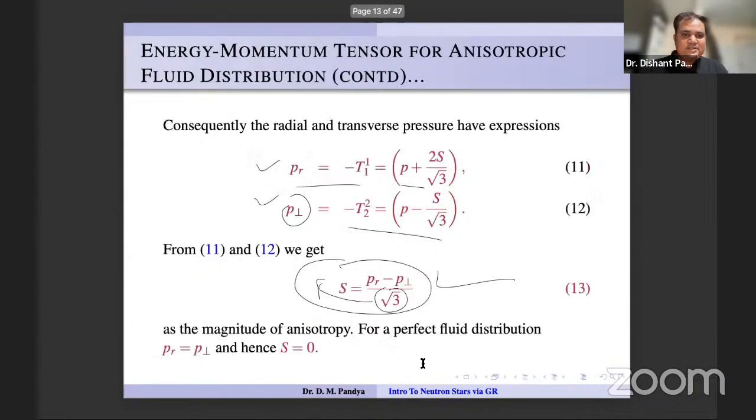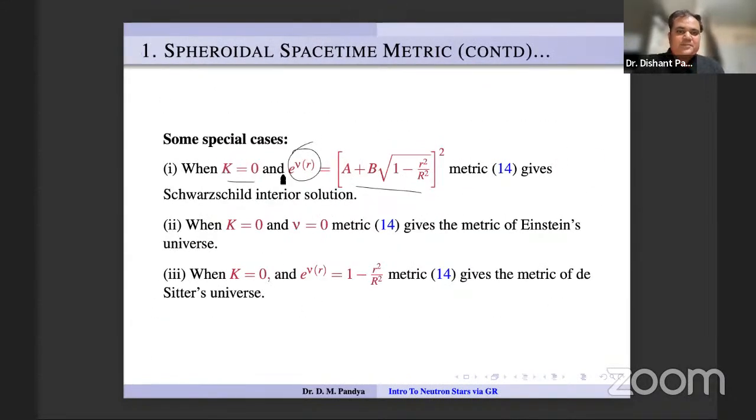So for example, in this case, e to the power nu, if I'm considering this one, this metric was considered by Schwarzschild, which is giving the Schwarzschild interior solution. And this is one of the most famous calculations once you start studying the general theory of relativity, that one should have a good idea about the Schwarzschild interior solution and the Schwarzschild exterior metric. When you consider nu equal to 0, your metric is nothing but Einstein's universe.